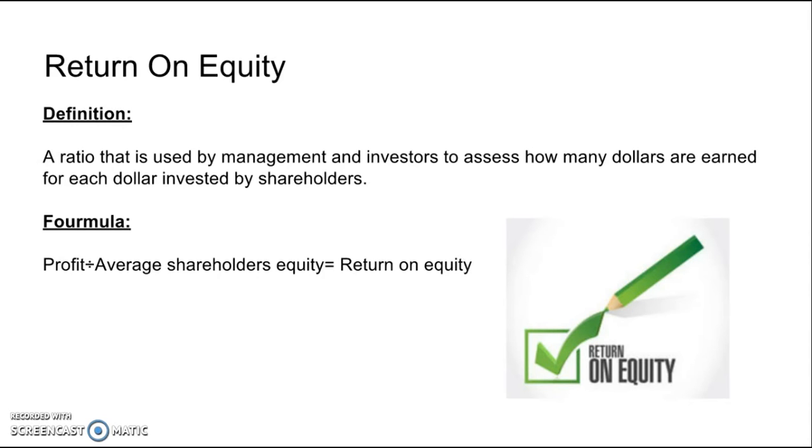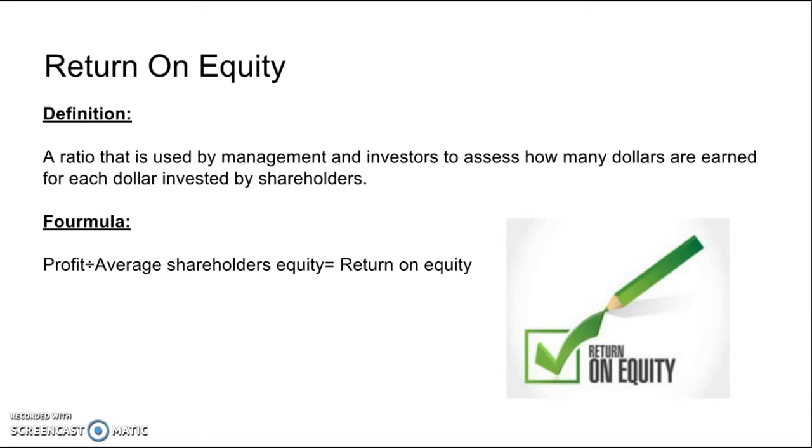The ratio is used to evaluate a corporation's profitability by showing the profit a company generates with the money that the shareholders have invested. It can also be compared to previous years to see if there is an increase or decrease in return on equity. It is also useful for comparing profitability for a company to others in the same industry.